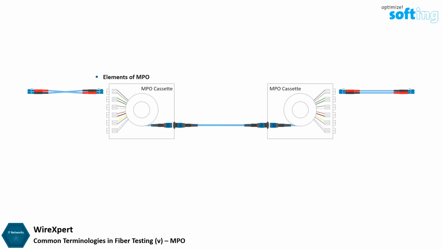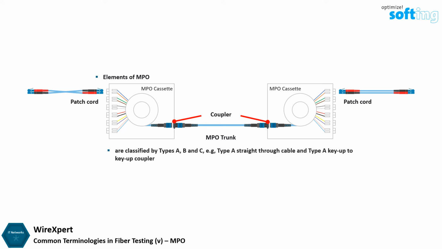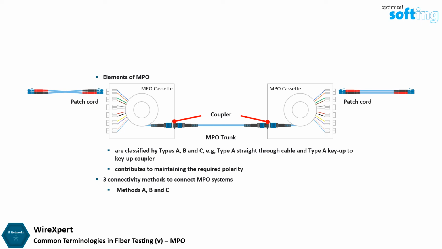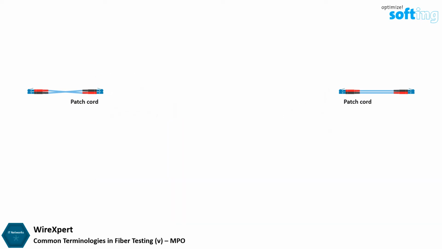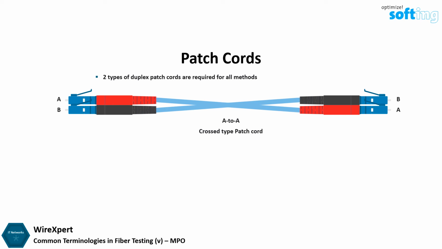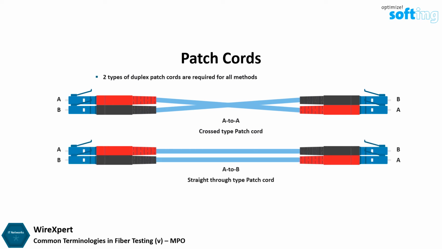Each individual MPO element, trunk, coupler and patch cord is classified by types A, B, or C, which contributes to maintaining the required polarity. There are three types of connectivity methods: Methods A, B and C. Two types of duplex patch cables are required for all the methods in order to achieve the fiber circuit. An A to A cross-type patch cable, and an A to B straight-through type patch cable.